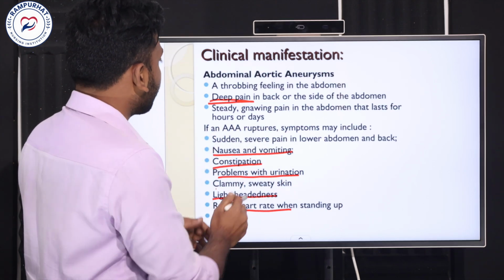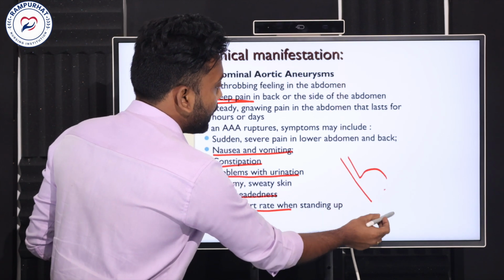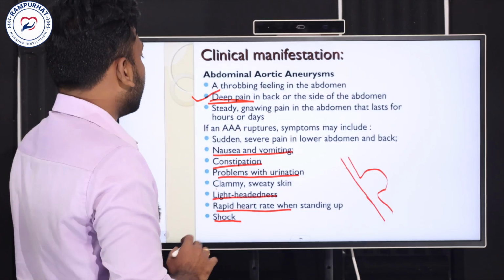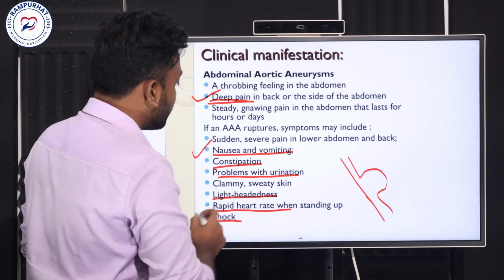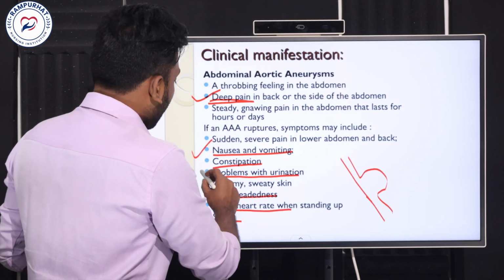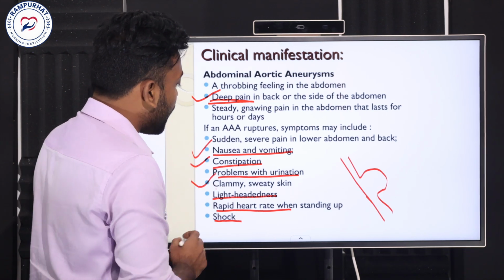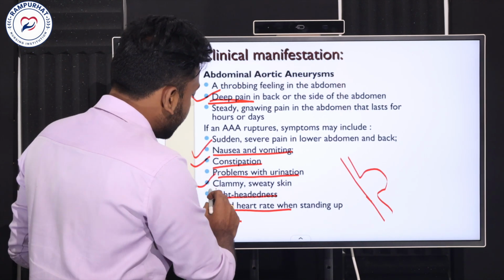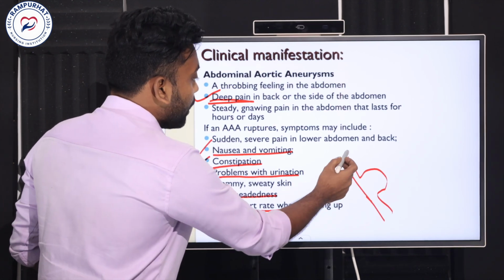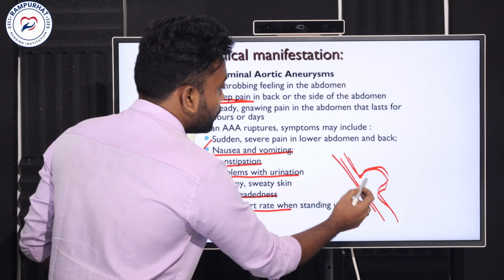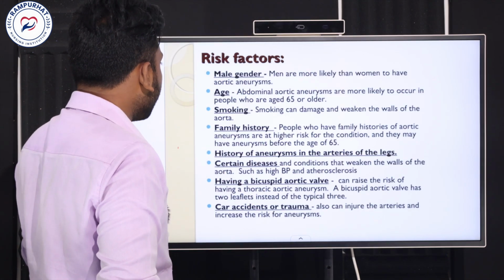The first one is deep pain. Yes, absolutely. When an aneurysm occurs, pain is the ultimate symptom. He will get deep pain, and he may get nausea and vomiting, constipation, problems with urination, clammy and sweaty skin, headache, rapid heart rate, and shock. The shock occurs due to the hemorrhage caused by the aneurysm. So this is the clinical manifestation that we can observe.